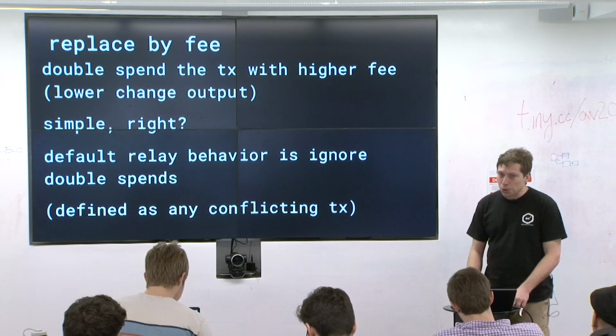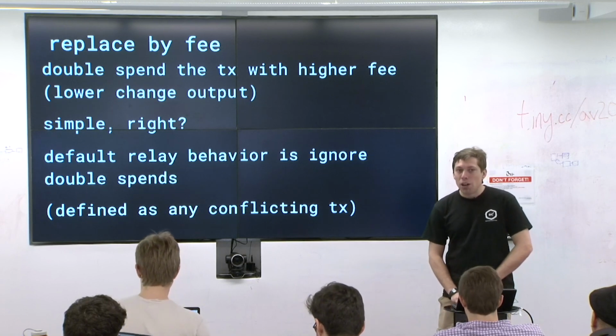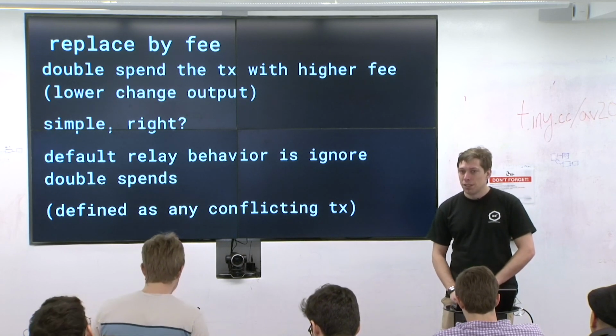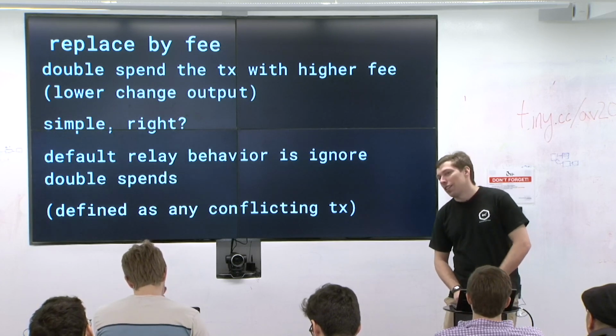This is not a consensus rule, right? Because we're not dealing with anything that's in the blocks yet. But any ideas of why this is an important rule to have? What are some attacks that you could perform?